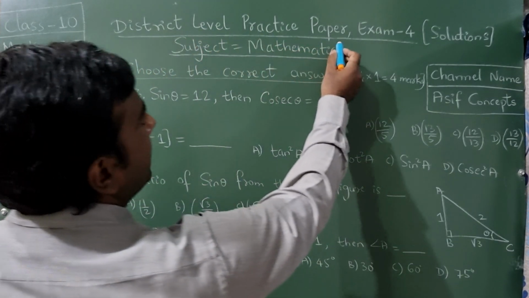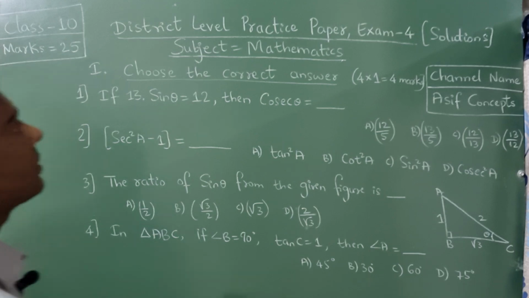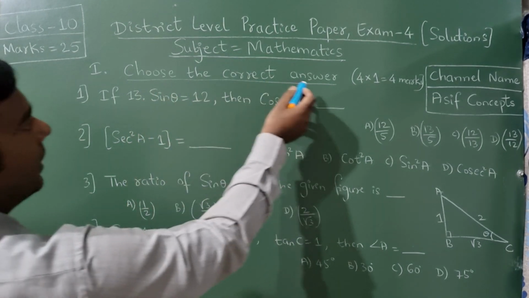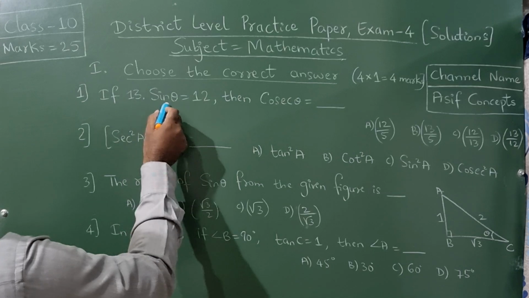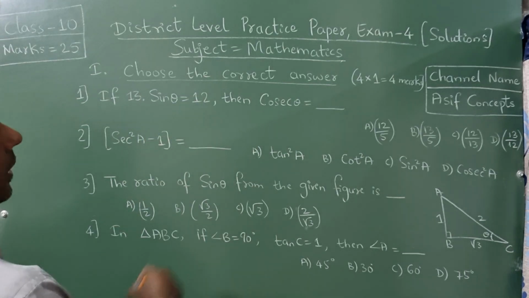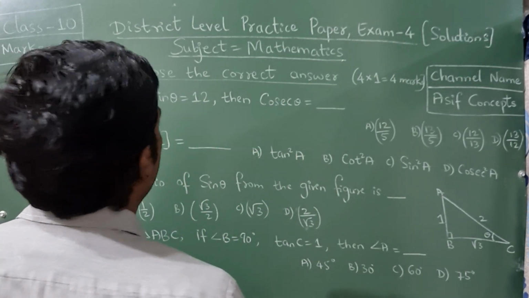District level practice paper exam 4 solutions. Okay, now choose the correct answer. Now the first question is, if 13 into sine theta is equal to 12, then cosec theta is equal to.